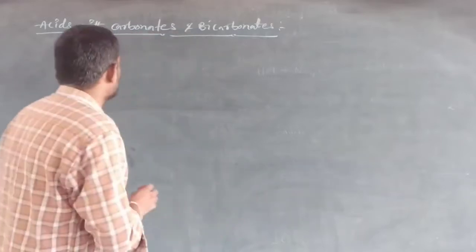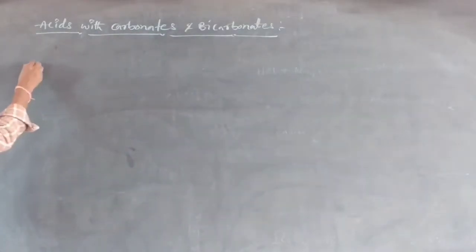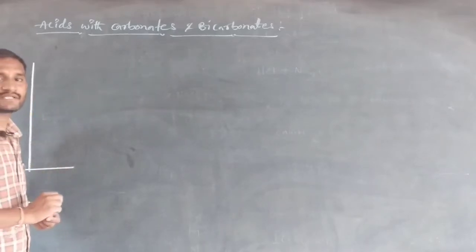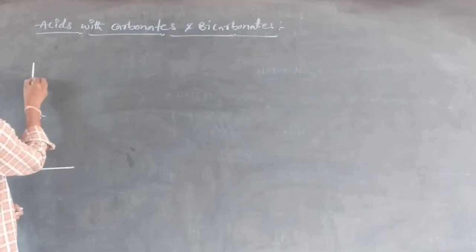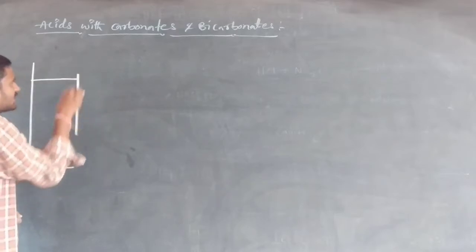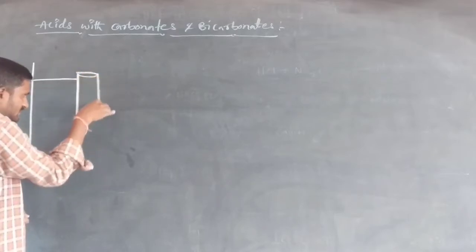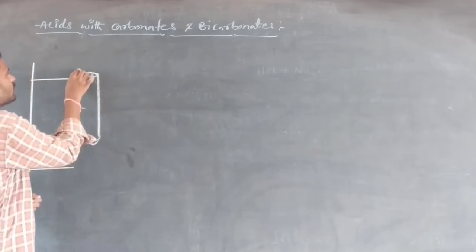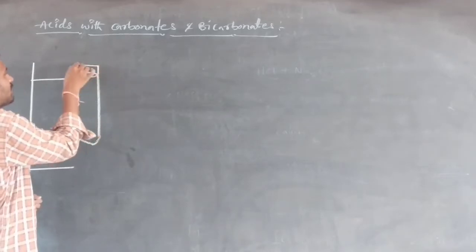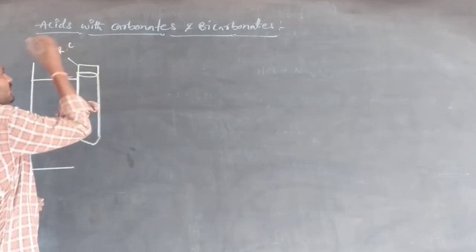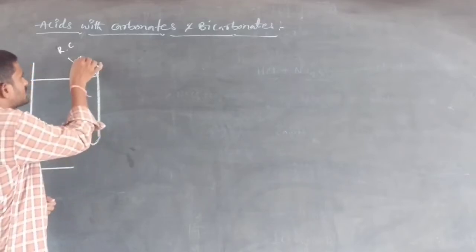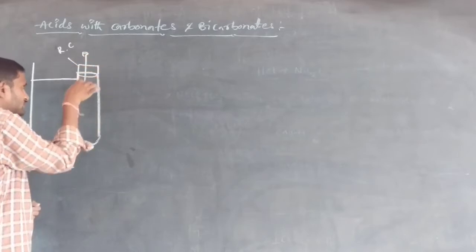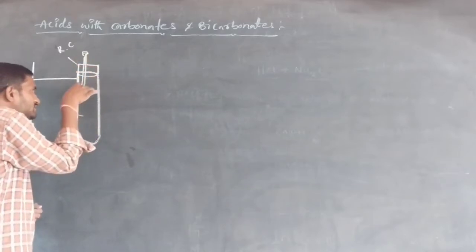For this experimental procedure we require one stand. What do we have to take? First we take the stand, and we fix the test tube to this stand. Now we close this test tube with a rubber cork. Which cork? A rubber cork. To this rubber cork we insert the crystal funnel into the test tube.